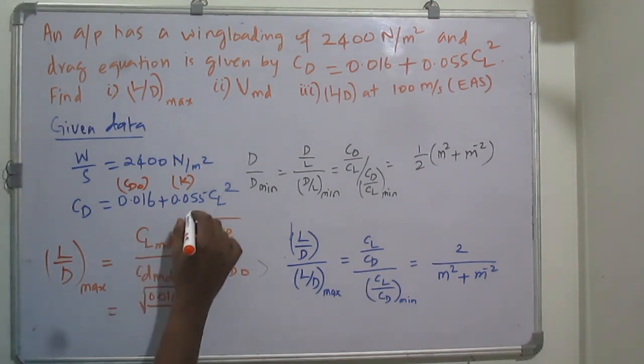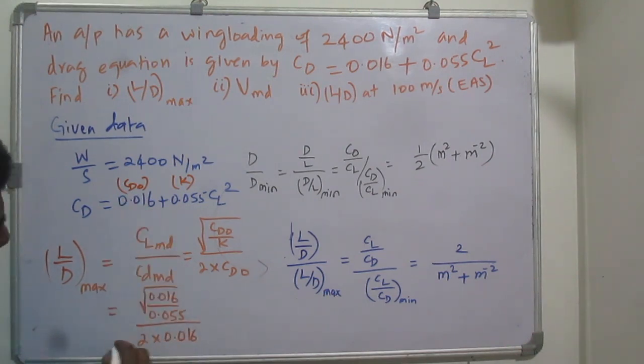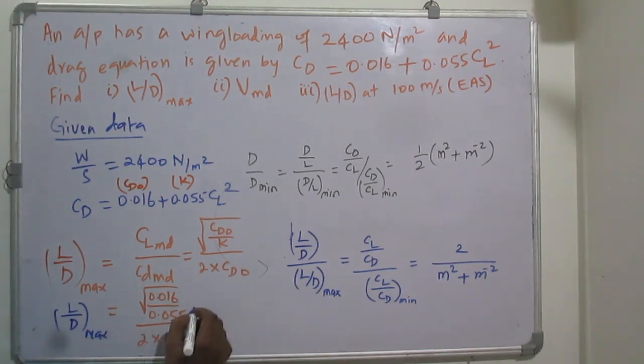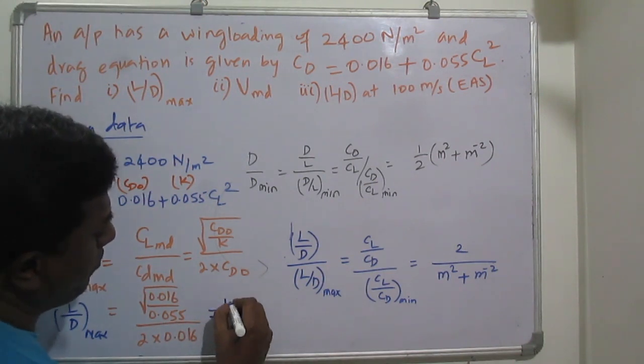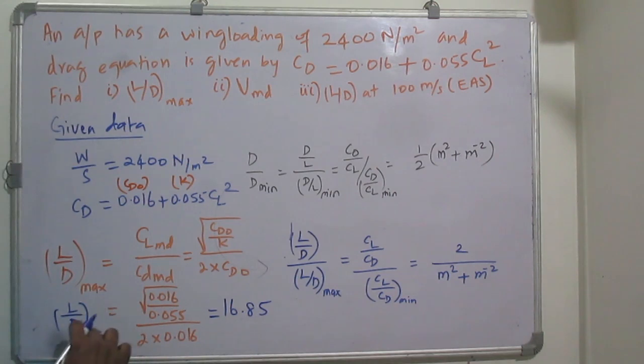0.016 by K, which is nothing but 0.055, so whole divided by 2 into CD naught, nothing but 0.016. So now, this is what L by D max. So this is equal to this value, we will be getting around 16.84 or 16.85. So this is what L by D max. So now we got the L by D max.